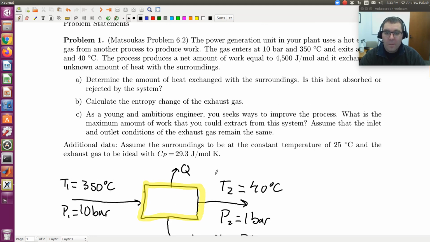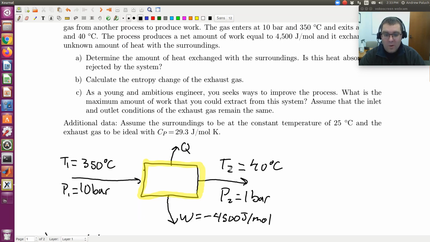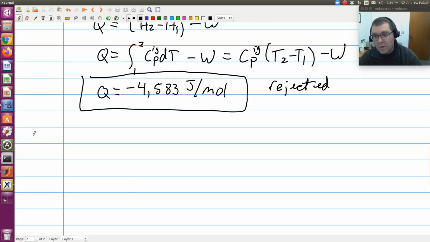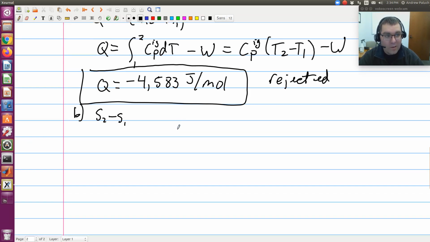All right, now B, calculate the entropy change of the exhaust gas. And so I interpret this as we want to calculate the entropy of my exiting stream minus the entropy of my inlet. All right, S2 minus S1. Okay, so let's do it. For B, I want to calculate the change in entropy, S2 minus S1, where we're told we can assume our system's an ideal gas. So that's S2 ideal gas minus S1 ideal gas.